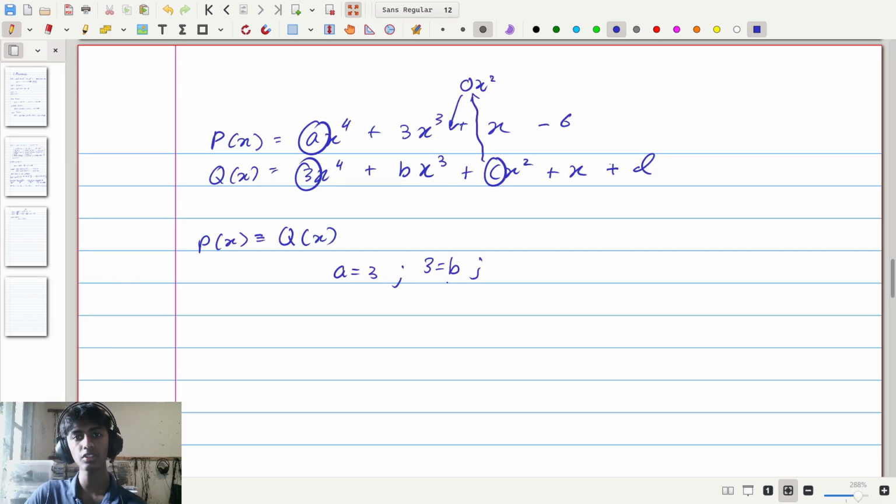So therefore c and 0 need to be equal. So c is equal to 0. And finally, here x to the 1 powers are there, but both of them are already equal, so we don't have to do anything here. We know both of them are equal to coefficient of 1.